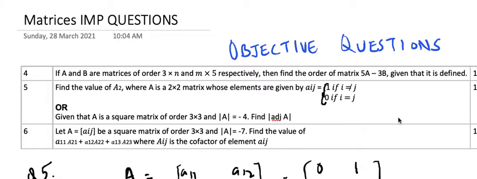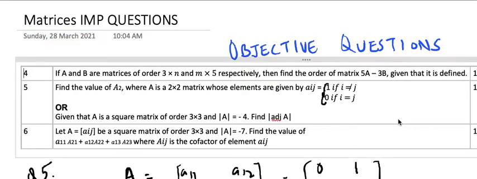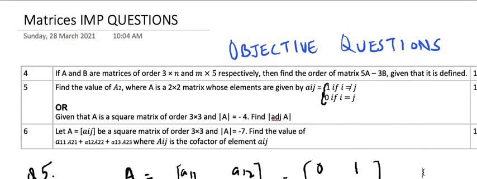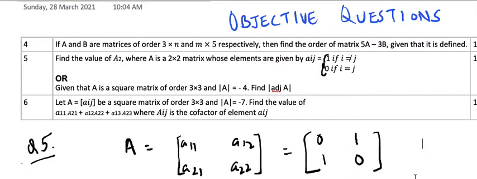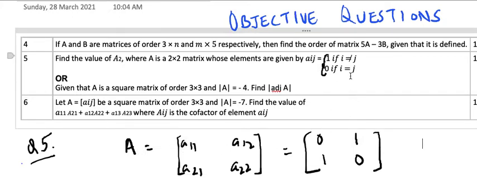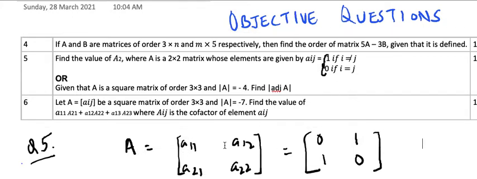So we can make that matrix. We know how we write the matrix. For a 2 cross 2 matrix, A equals A11, A21, A12, A22, right? Now when i is equal to j, the value is 0. So A11 and A22 will have value 0. So we get our matrix as 0, 1, 1, 0.